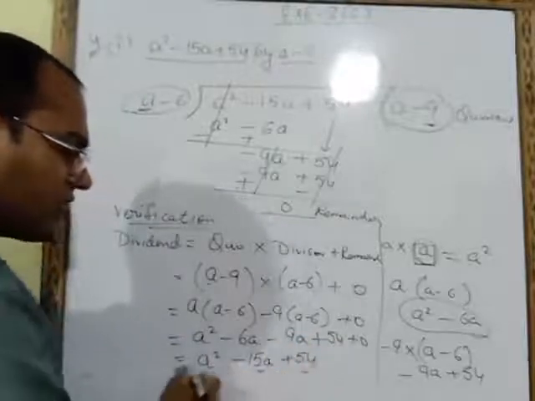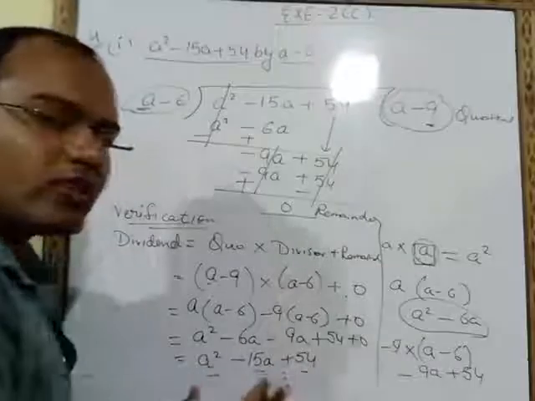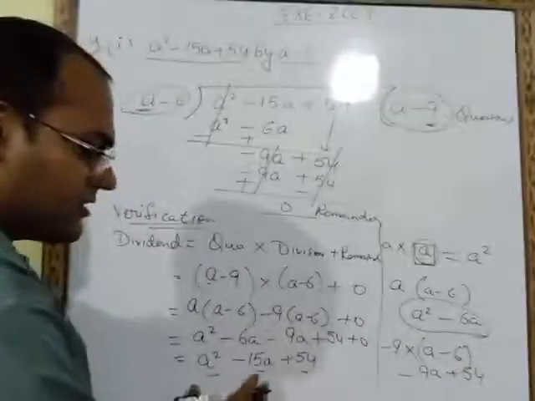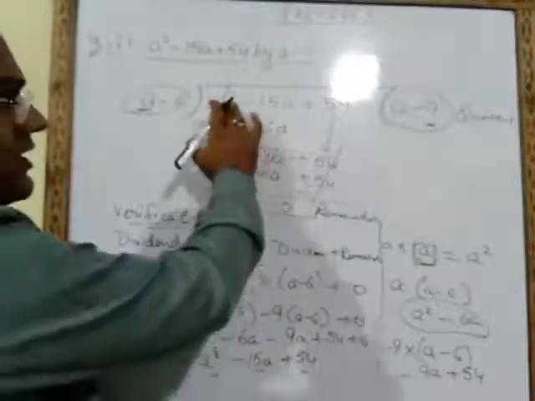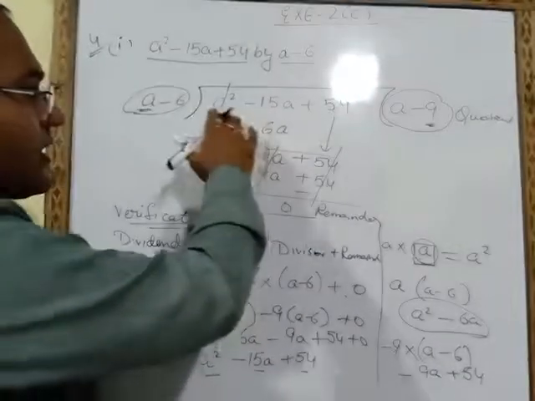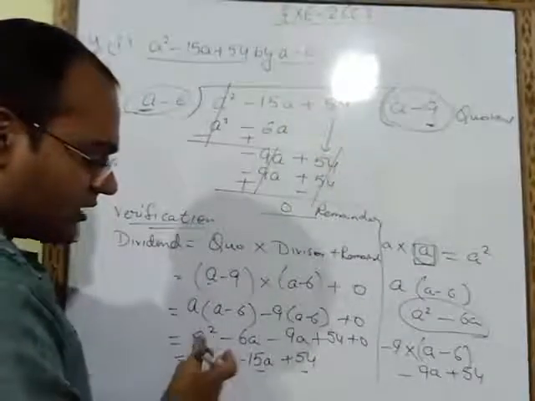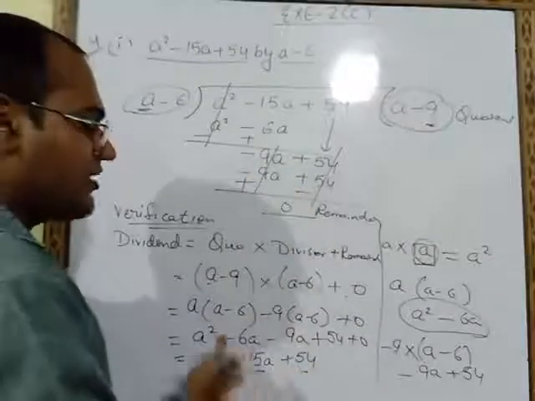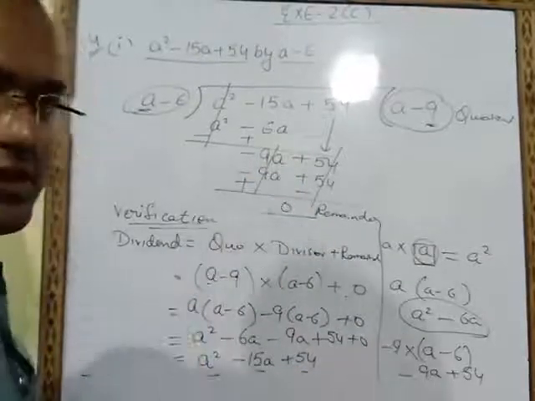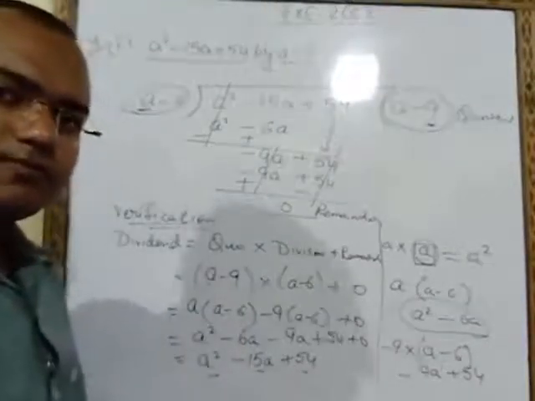Now all these three are unlike terms. So this is the final answer. Now we will check whether this answer is coming the same. What is this? This is the dividend. And what is the dividend here? The dividend is this number which we are dividing: a square minus 15a plus 54. Here also a square minus 15a plus 54. So we are getting the same number. That means our answer is correct. So verification is over. So like this we have to do question number 4.